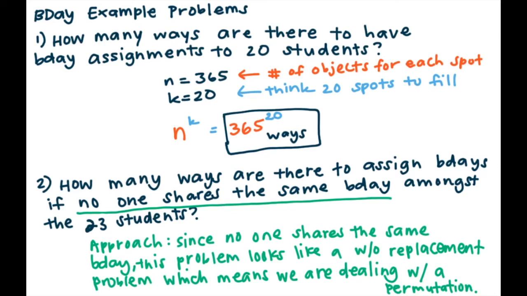Okay, problem 2, it says, how many ways are there to assign birthdays if no one shares the same birthday amongst the 23 students? So here's my approach. Since no one shares the same birthday, this problem looks like a without replacement problem, which means that we are dealing with a permutation.